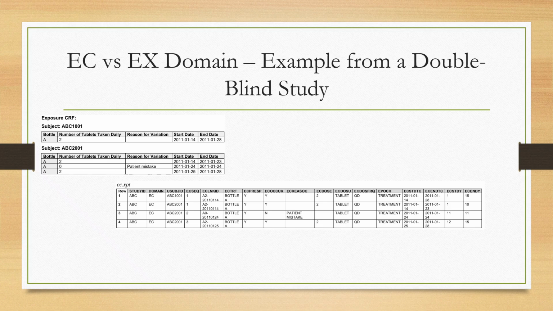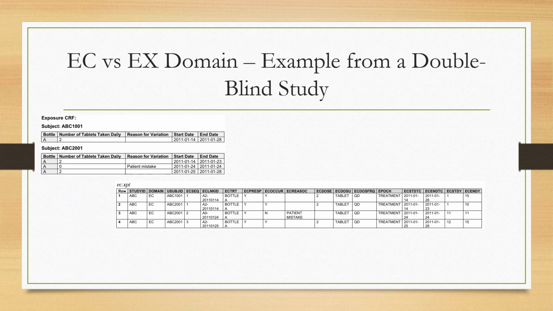Another point to note here is that for the record where the subject did not take any medicine, the EC dose was missing. So you can see that what was collected on CRF is entirely the same as what we are populating in the EC dataset, which is exposure as collected. Now let's see how it will be populated in your EX data.